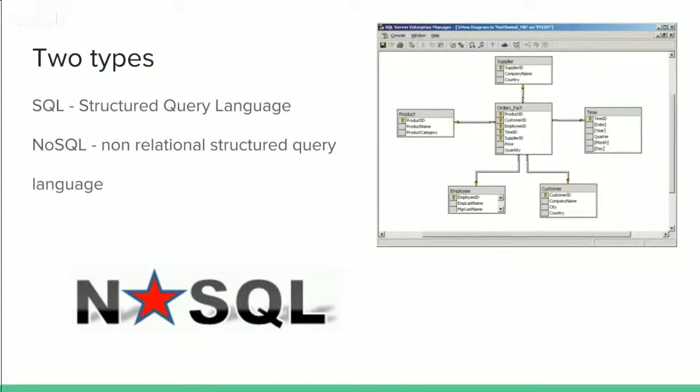All right. First, there are many different database types, but there are two that are very important. Those two are called SQL and NoSQL. SQL stands for Structured Query Language, and NoSQL refers to Non-Relational Structured Query Language.